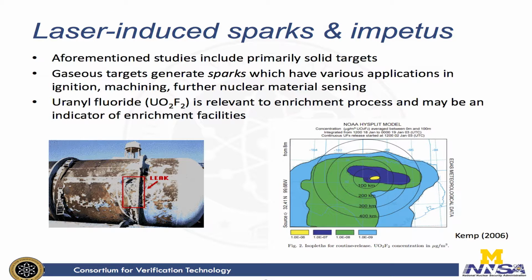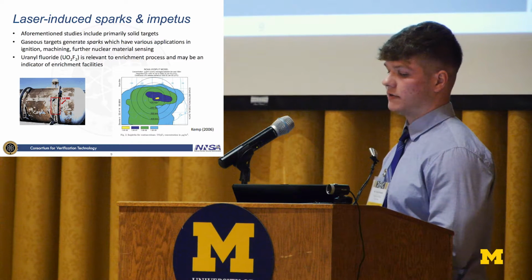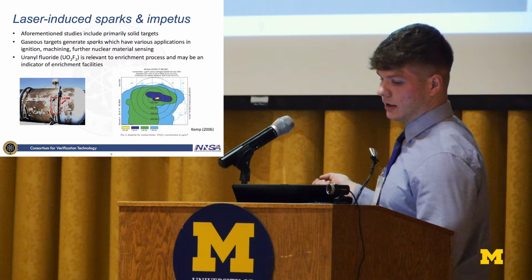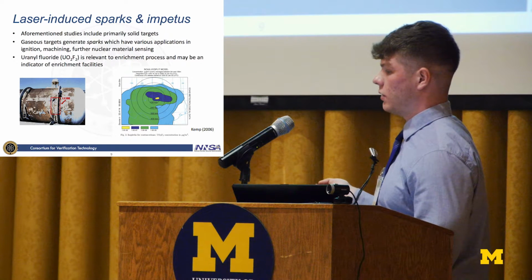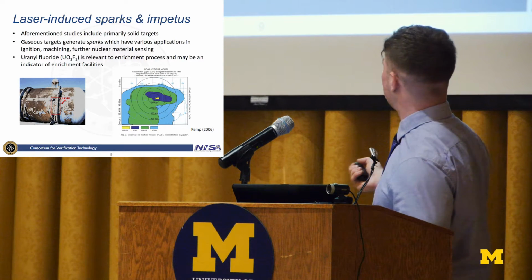And so where are we now? The topic was brought up of UO2F2, uranyl fluoride, which is a byproduct of the enrichment process, and what we are stepping towards is looking for uranyl fluoride. So a critical step in the enrichment process of uranium is the formation of UF6, and when it leaks out, it reacts with the water vapor in the atmosphere and forms uranyl fluoride, UO2F2.